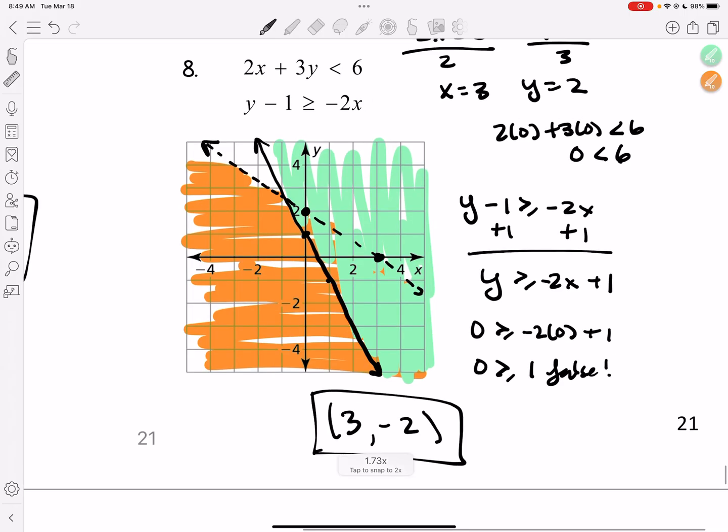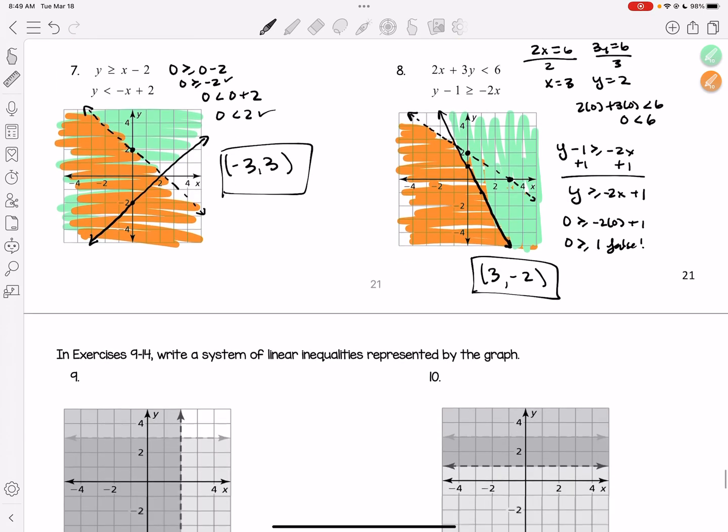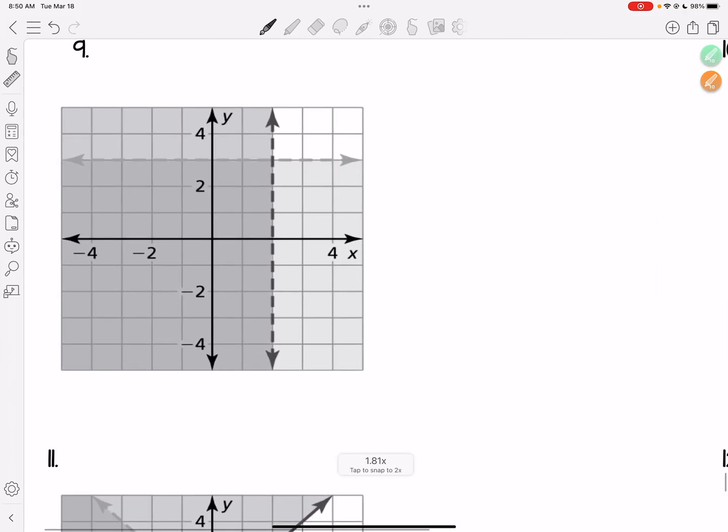And that's how you solve systems of inequalities when we are given the inequalities and we want to graph them. Now, we are going to do the reverse. So if we go to the next page, we see in 9 through 14, we were given the system drawn out on graphs, and we want to write it down as inequalities. So I want to take this one piece at a time.